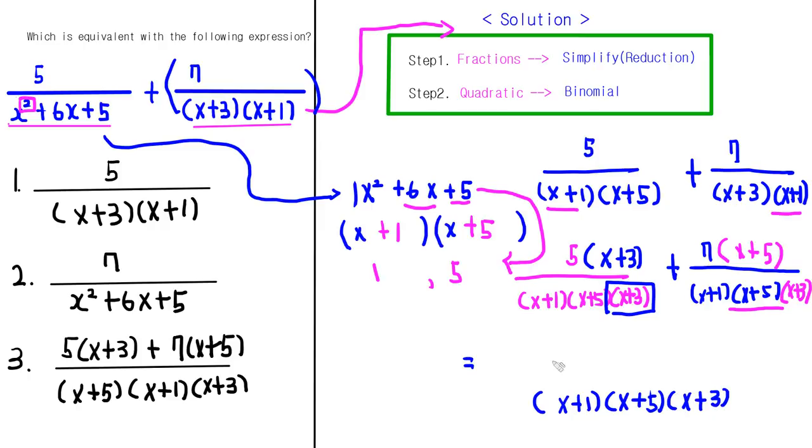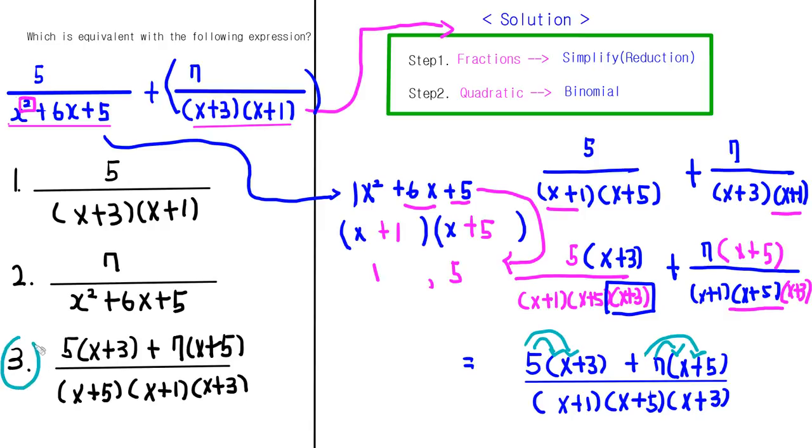In the numerator, it is going to be equal to, I'll just write this down, 5 times x plus 3 plus 7 times x plus 5. Now we can just use the distributive property to remove the parentheses. If you look at our choices, we can see that number 3 is the solution for this question.